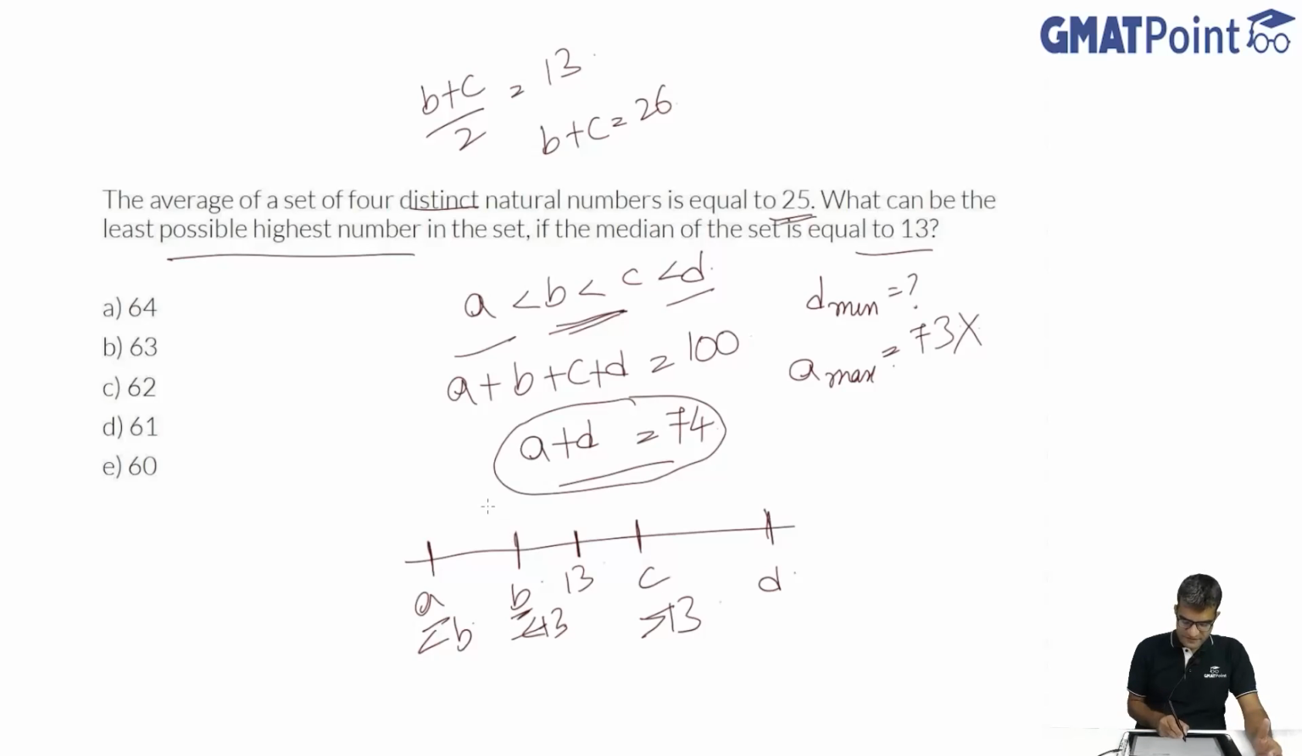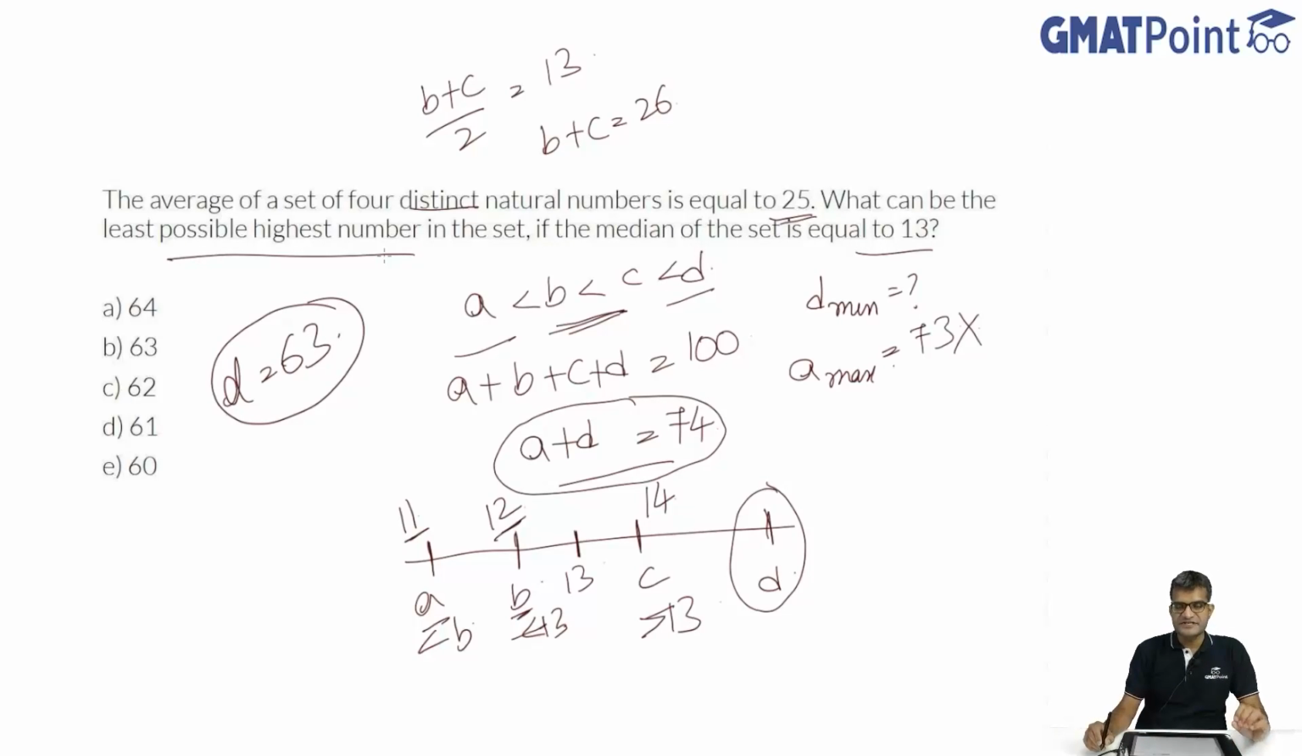The maximum value of B will be equal to 12, and the maximum value of A therefore will be equal to 11. In this case, because B plus C is equal to 26, the value of C will be 14, and whatever is the rest, 100 minus all of this, will be the value of D. So if A is equal to 11, the value of D will be equal to 63. So the least possible value of the highest number in the set is equal to 63, because we have A plus D is equal to 74, and the maximum value that A can take is equal to 11.